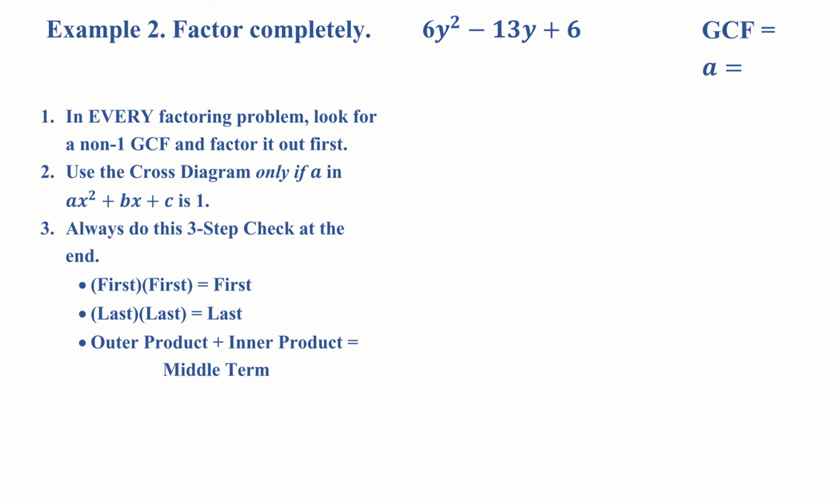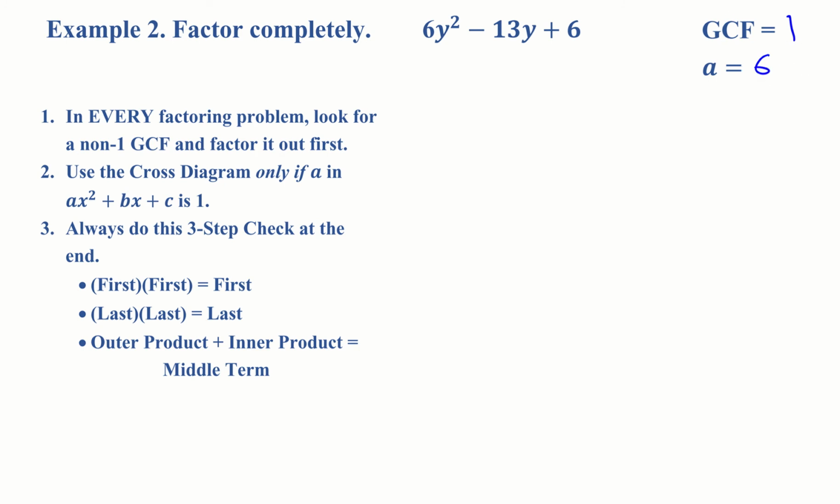All right, welcome back. You notice that the GCF is 1. They have nothing in common other than 1, these 3 terms. And the A is 6. So that means we cannot use the cross diagram. Sometimes if both of those are the same, we can factor it out and end up with an A which is 1, and then use the cross diagram, but not when this happens.